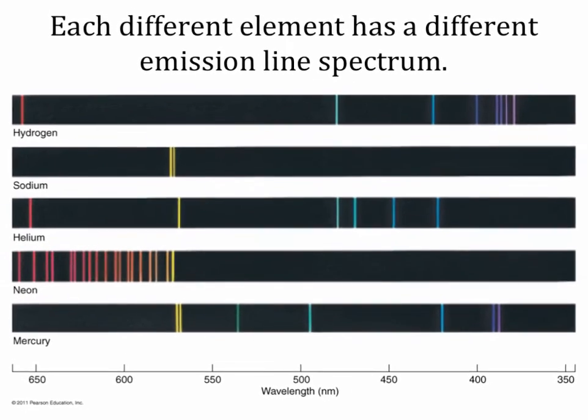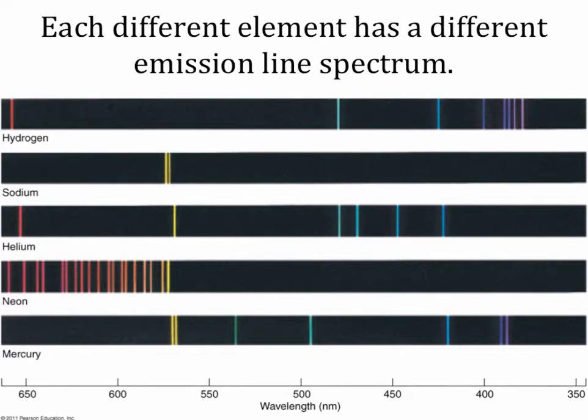Each element has its own emission line spectrum. So if we look down, here is neon, and you see that neon has a lot of emission lines in the red and orange and into the yellow, which is why a true neon lamp looks orangish in color. Some other common elements: hydrogen, the most common element in the universe, has a bright red line, an aqua colored line, a blue line, and then several lines in the violet.